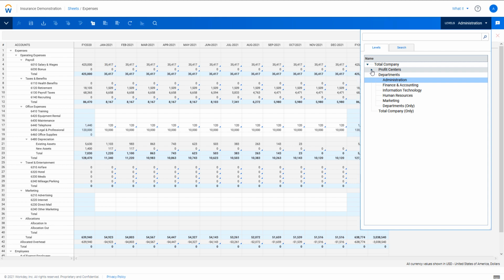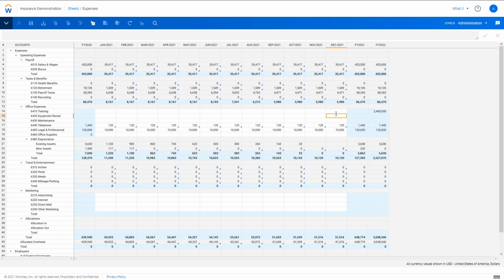I've also got some different administrative overhead cost centers. So we've got admin, HR, marketing, and so forth. These costs are going to be allocated back to the profit centers based on whatever you want to base it on. Could be headcount, could be square footage, could be percent of revenues, could be whatever you'd like. So we're looking at admin right now.